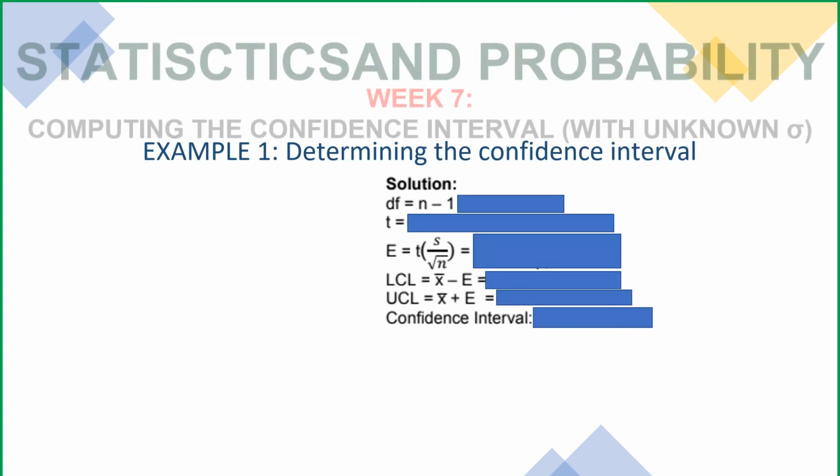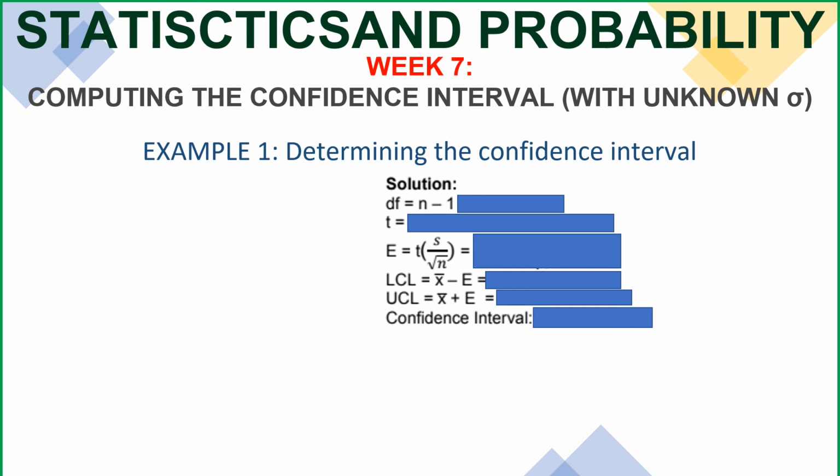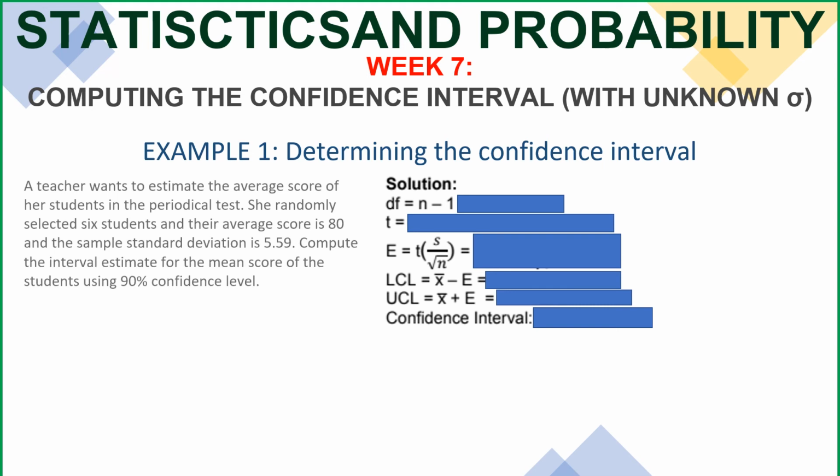So, let's have example number 1 in determining the confidence interval with unknown sigma. First, let's read the given. A teacher wants to estimate the average score of her students in the periodical test. So, she randomly selected 6 students and their average score is 80. And the sample standard deviation is 5.59. So compute the interval estimate for the mean score of the students using 90% confidence interval.